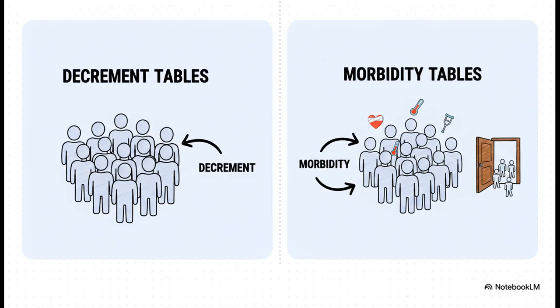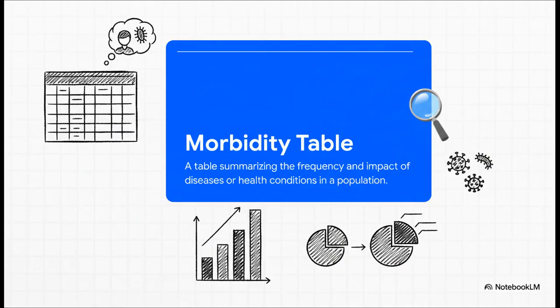So instead of a decrement table tracking exits, in health, they use something called a morbidity table. And that tracks health events, things like people getting sick, or recovering, or becoming disabled. So the question changes. It's not how many will leave anymore. It's how many will get sick. This is the tool that epidemiologists use to get a real handle on the impact of a disease, which helps them figure out where to send resources and how to make smart policy decisions.